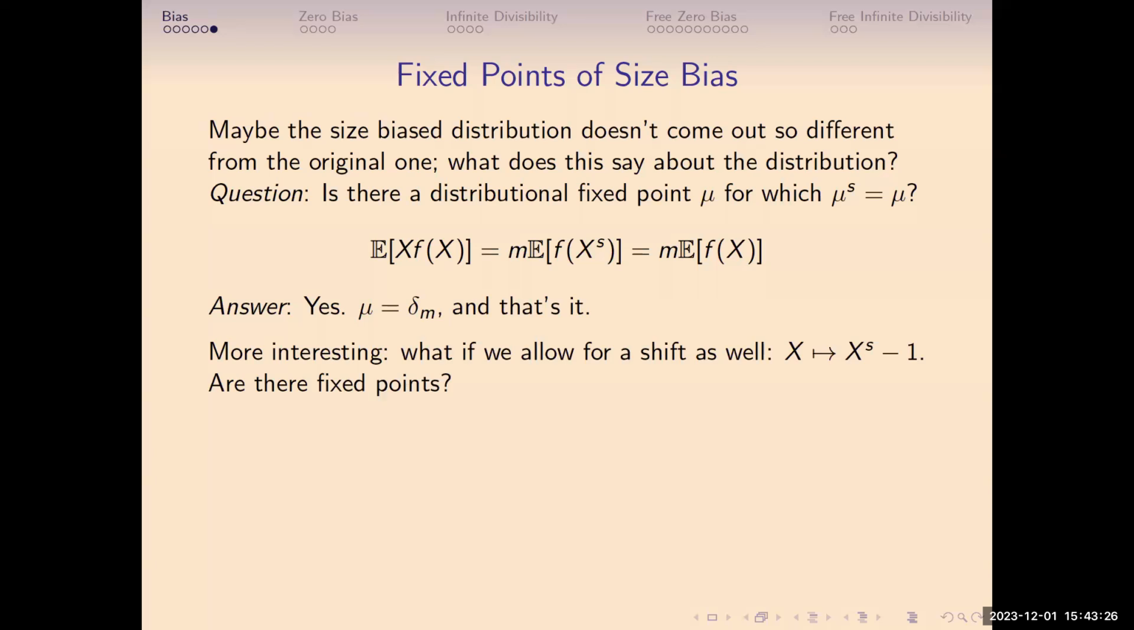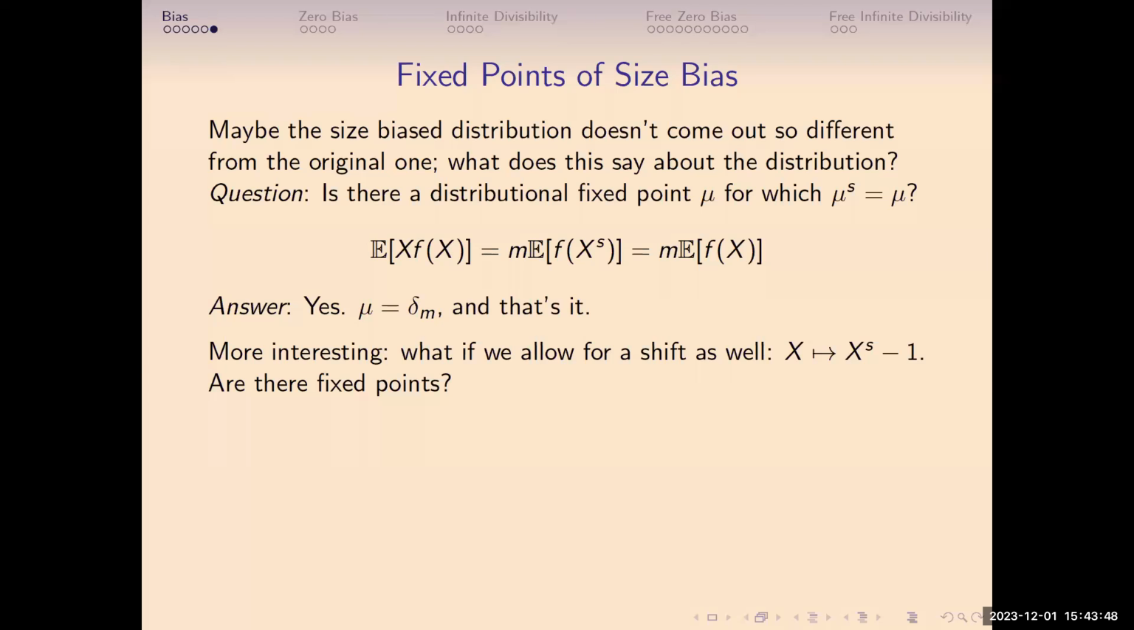So you really shouldn't expect there to be a non-trivial fixed point to that, because it should always make it somewhat bigger. So since the size bias makes it somewhat bigger, why don't we do a two-step transformation by size biasing and then making it smaller, right? So if we make it bigger by size biasing and then we subtract 1, let's say, then maybe we have a chance of having a fixed point, right?